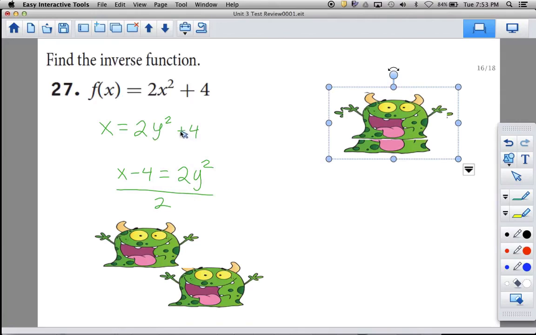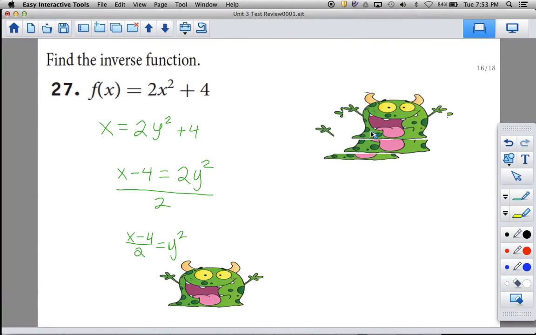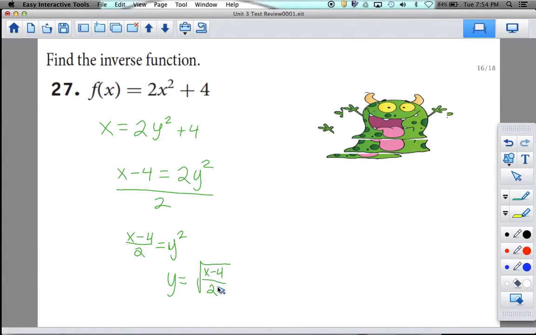So the first thing that we did is we took x and we subtracted by 4 to get rid of this 4. Then to get rid of the 2, we're going to divide everything by 2. When you do that, you get x minus 4 divided by 2 gives you y squared. The opposite of squaring something is taking the square root. So the final answer will be y equals the square root of x minus 4 divided by 2. That's just one possible formula you might have.